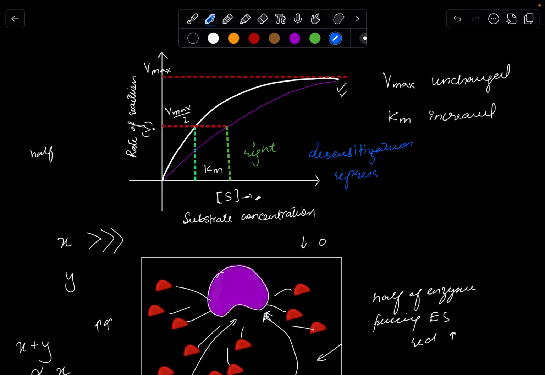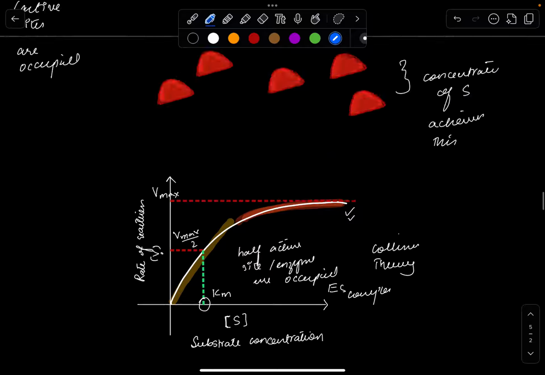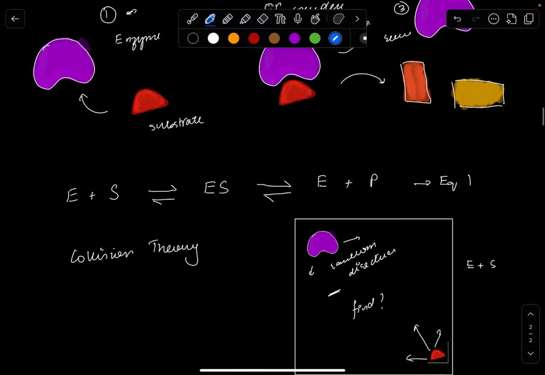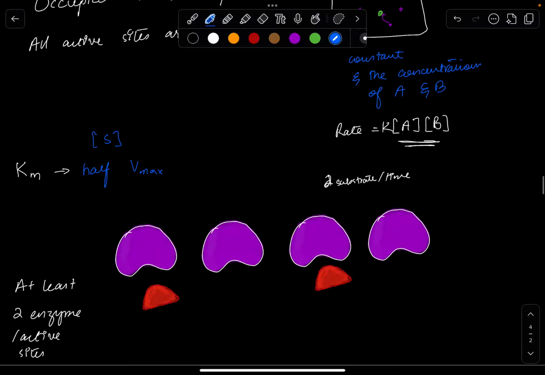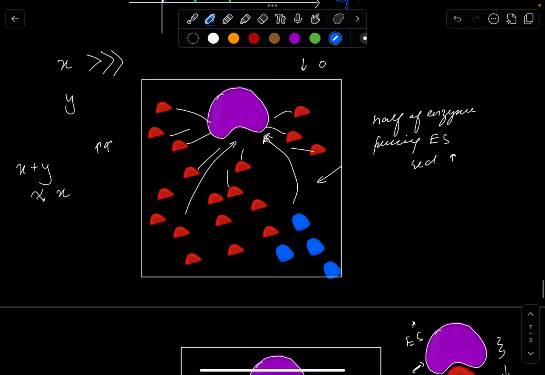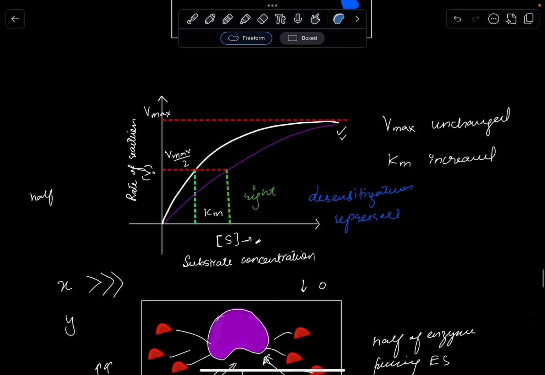Why is it repressed? Moving the Km on a normal rate of reaction graph to the right means that the enzyme's desired activity, forming this ES complex and then ultimately forming these two products that we were talking about, is lower. Correct?